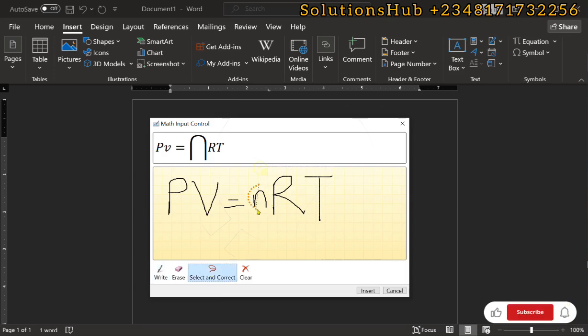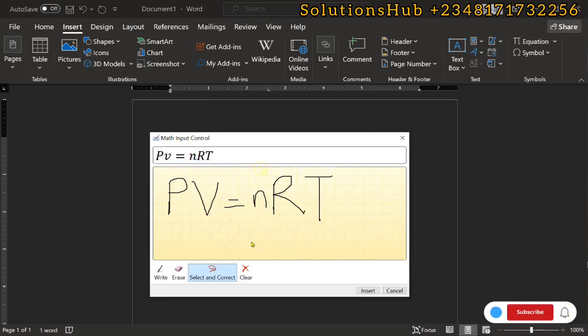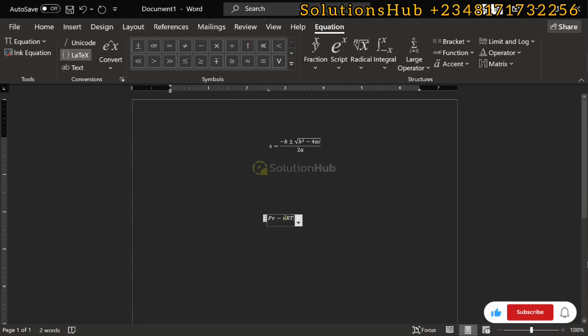Now you can see that the n was represented wrongly, so we can select and correct. We just use the select, and then what we need is n. So we have that to be that. So we have PV equal to nRT, which is the pressure, the volume, and all of that.